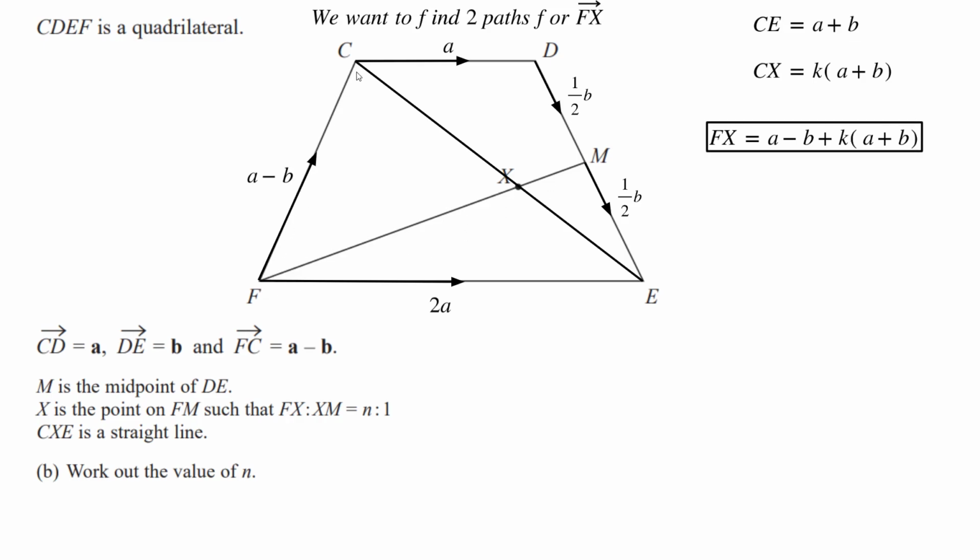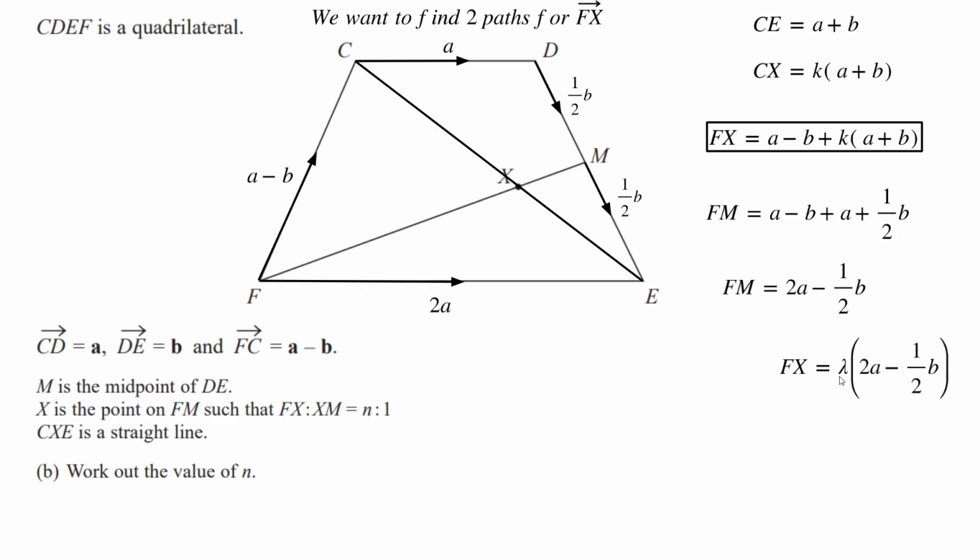So A minus B plus A plus half B. Okay, and simplify to get 2A minus half B. Now we can say again, well, FX is just some fraction of this full line. We'll call that lambda. You can call this whatever you want, but it's just convention to use lambda and k, I think. So that's just what I've used. That we've called lambda over this full line, we'll get FX.